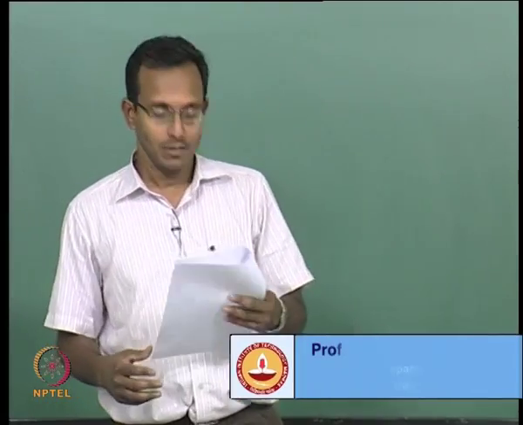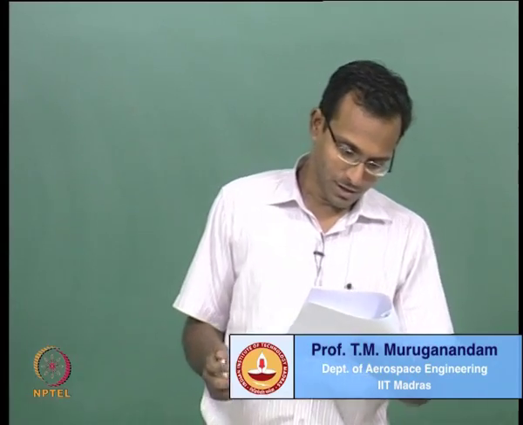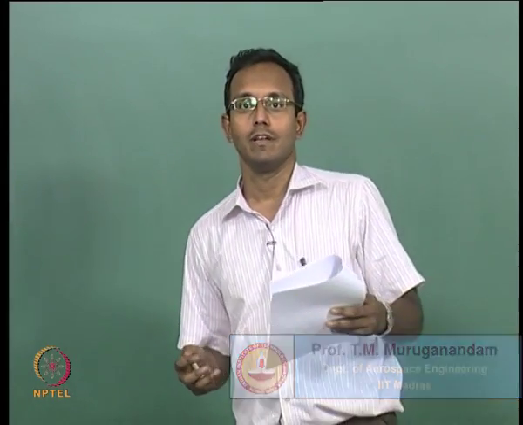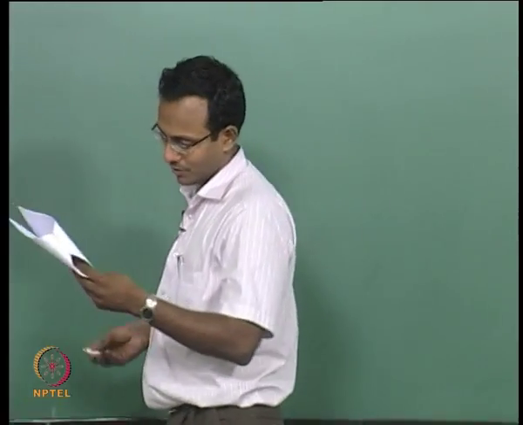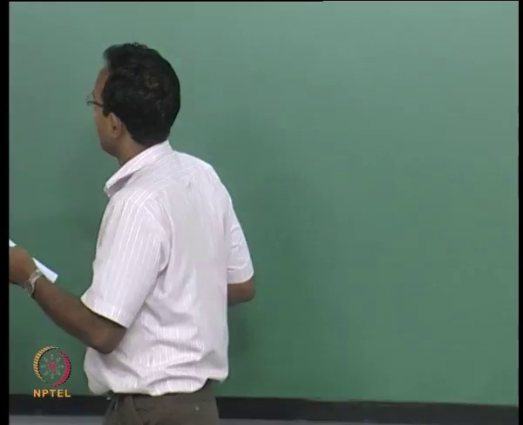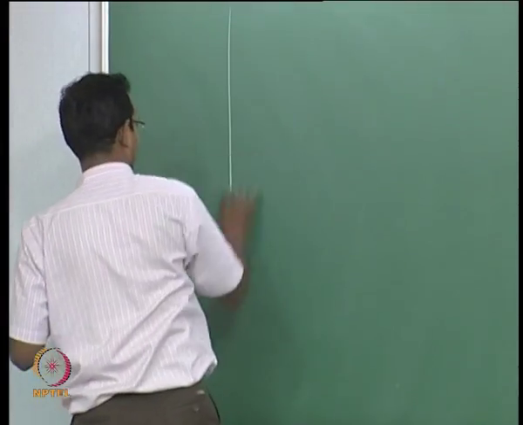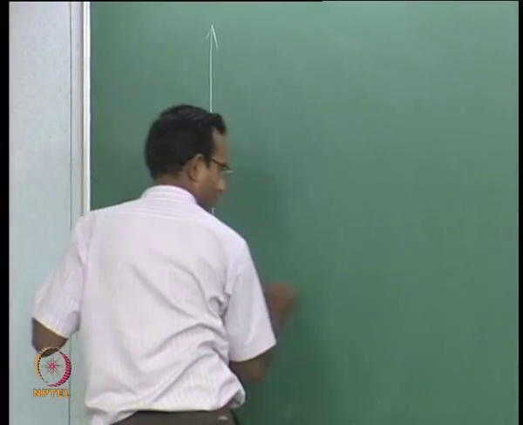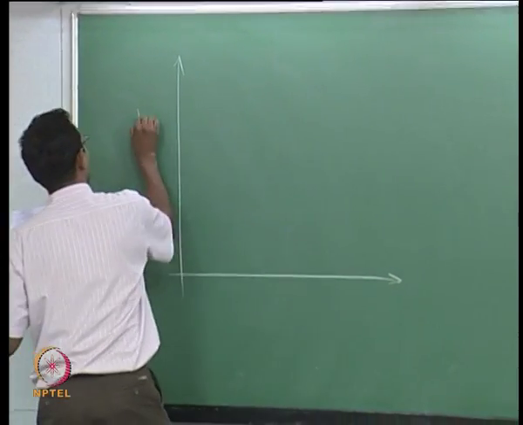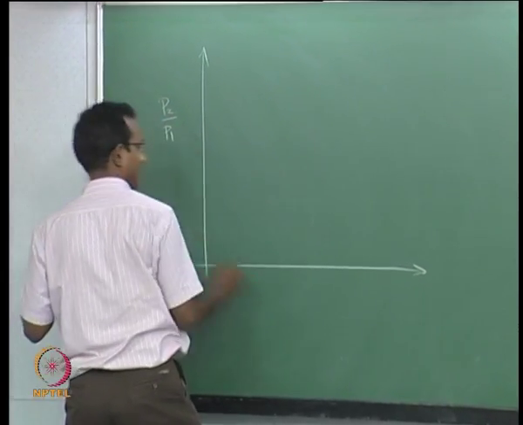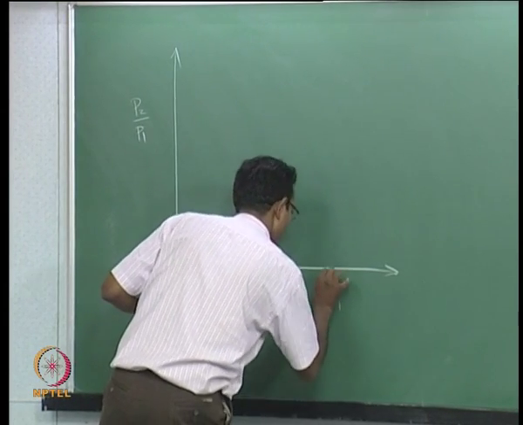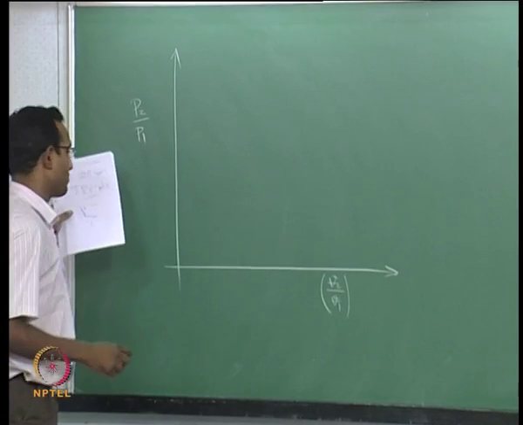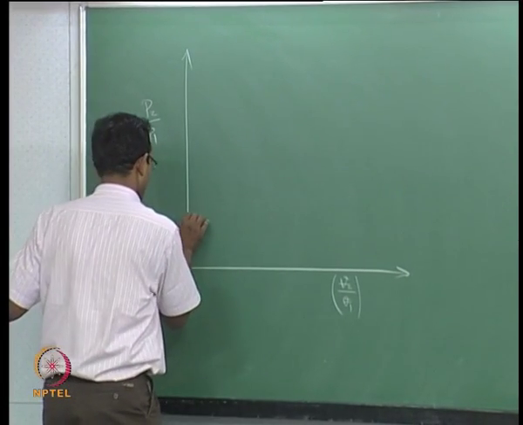Hello everyone, welcome back. We were discussing Rayleigh flow in a PV diagram. We derived the expression for the Rayleigh line and Hugoniot curve, and I showed you the PV diagram for those.